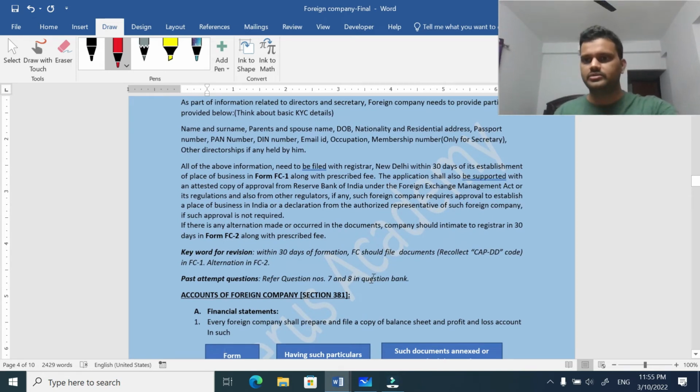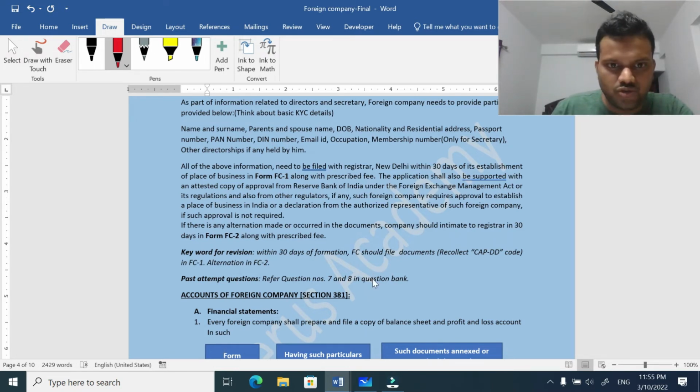So now we have discussed what information we need to provide, but how do they provide the information? There should be some format, some form available, right? That form is Form FC1. They have to provide all the information we just discussed, the CAP DD information, under Form FC1 along with the prescribed fee.